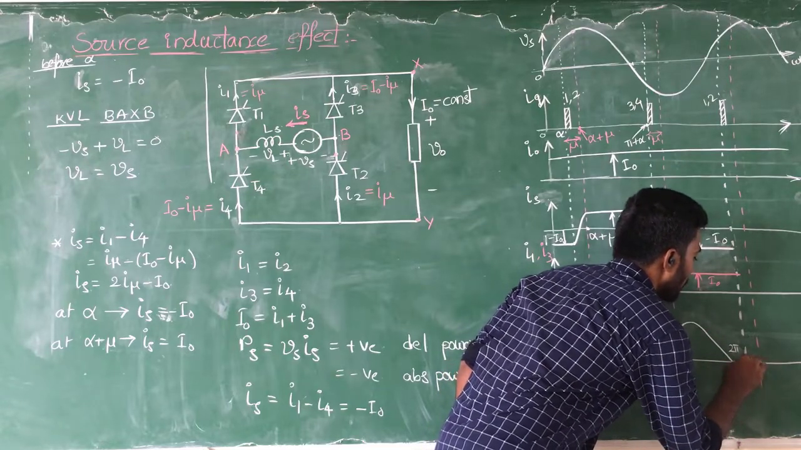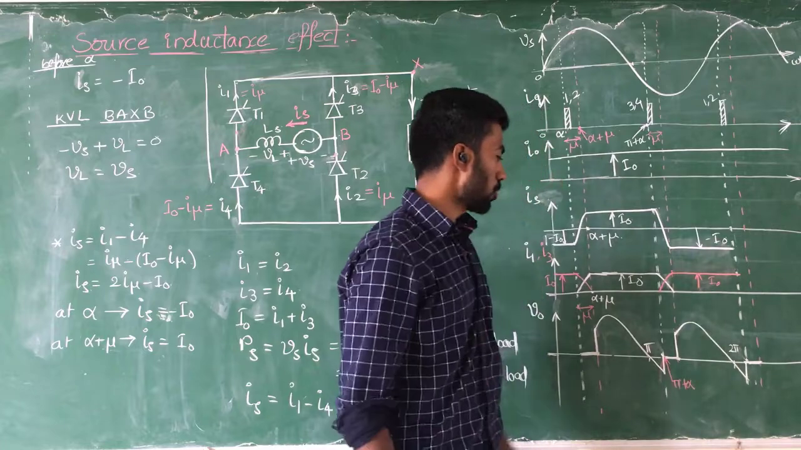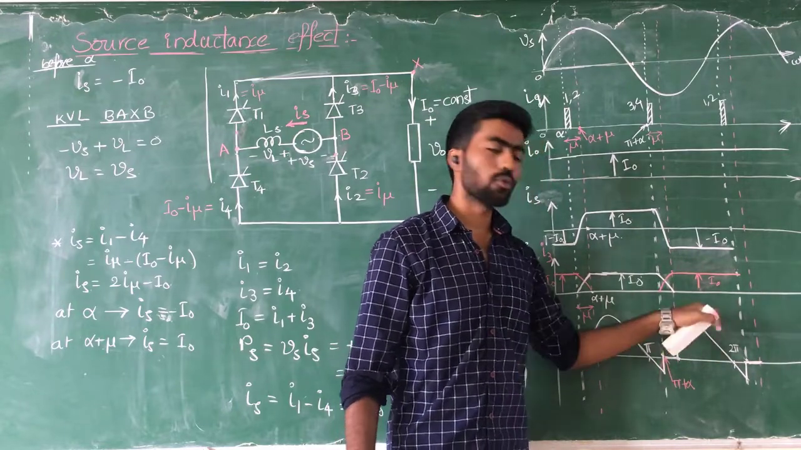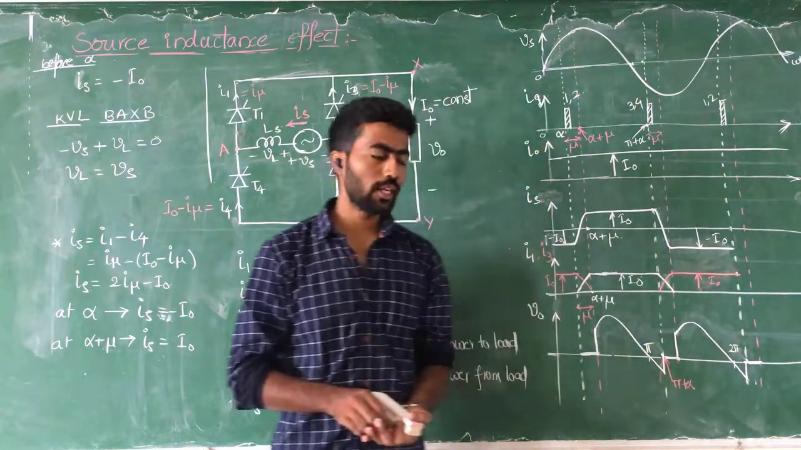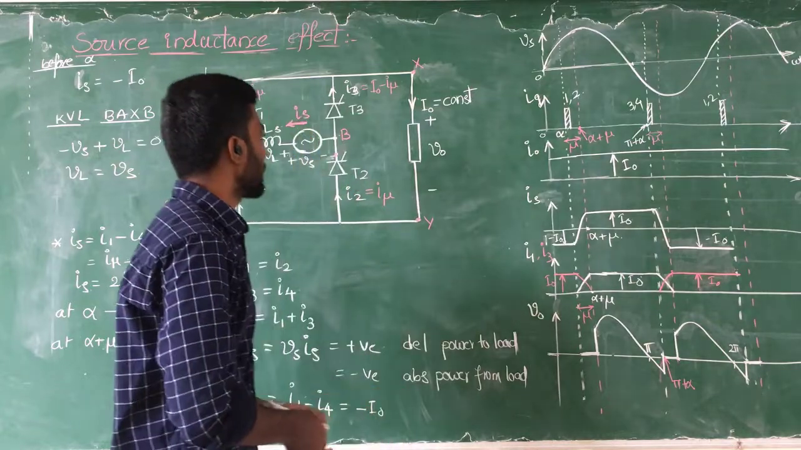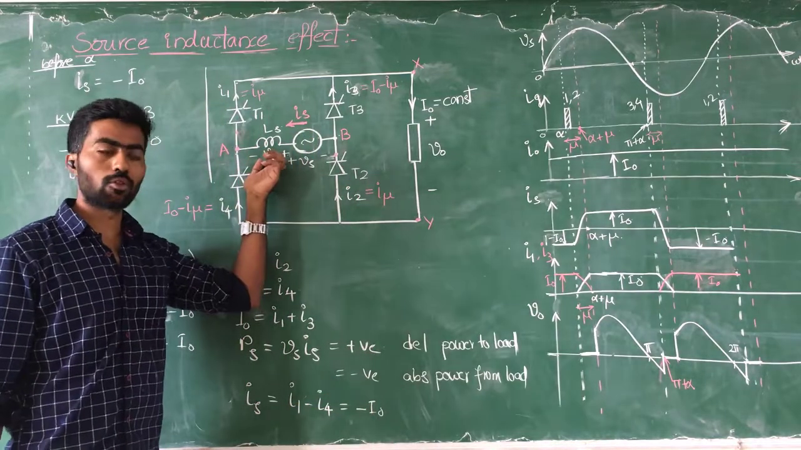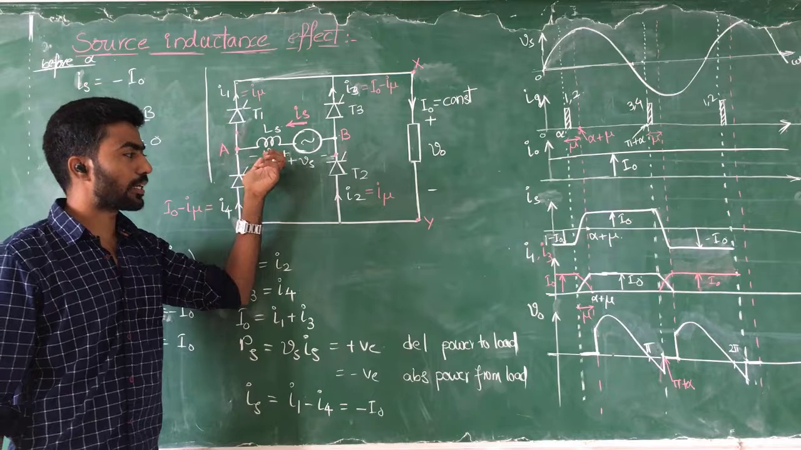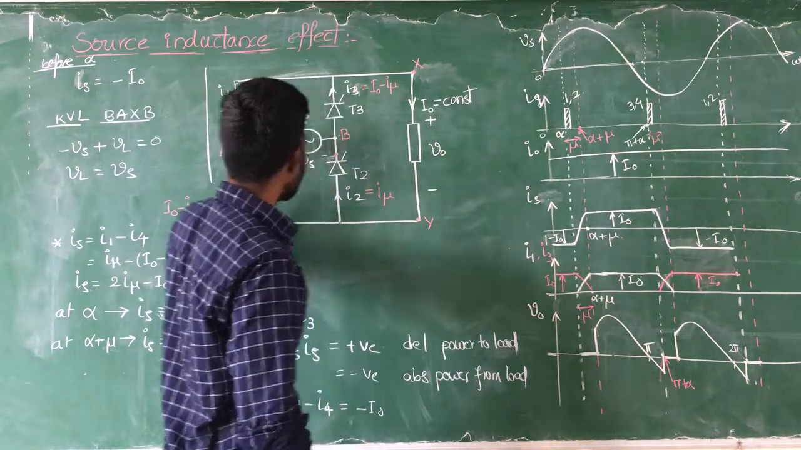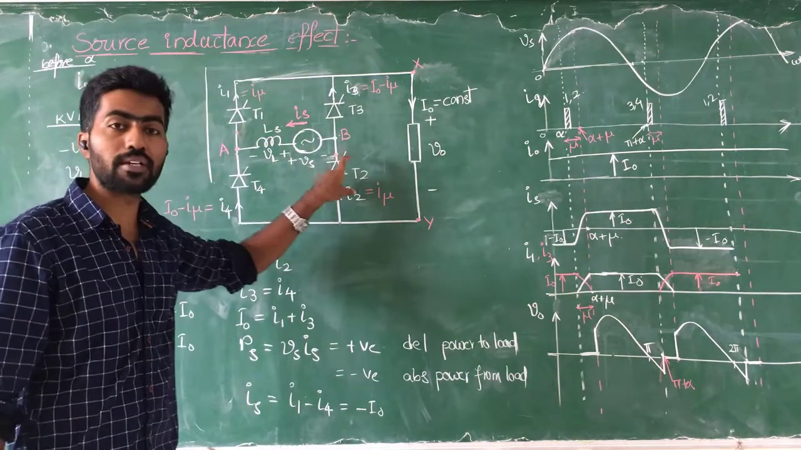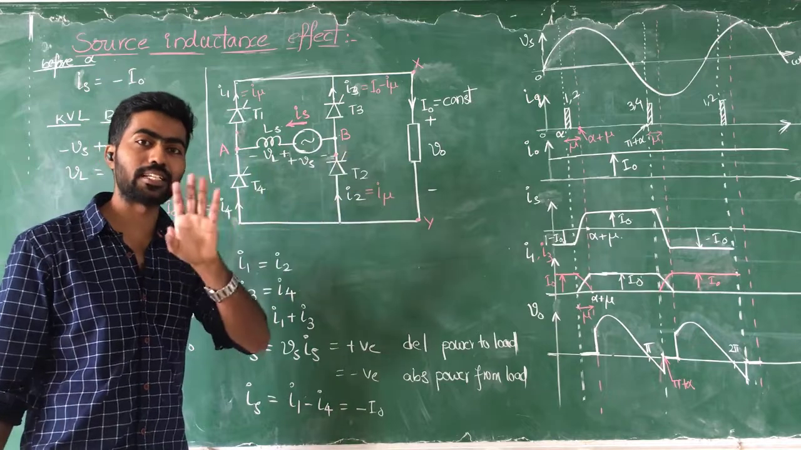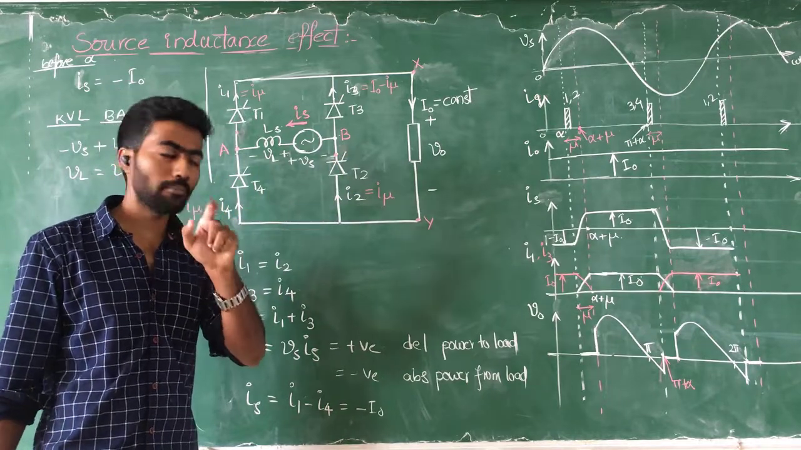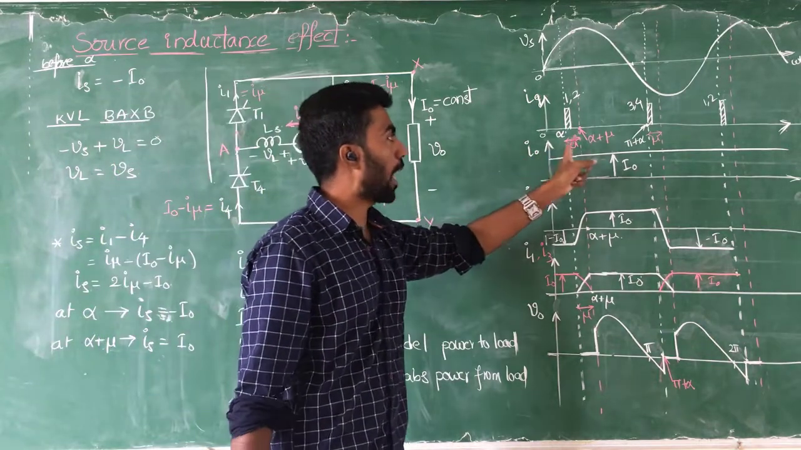Okay, and this value is 0 in the transition period. So these waveforms continue for the rest of the cycles. Okay, so this is what happens in the case of source inductance. In the case of source inductance, current transition from one set of devices to another set of devices will not happen instantaneously. It takes some time. That time is nothing but the overlap period.